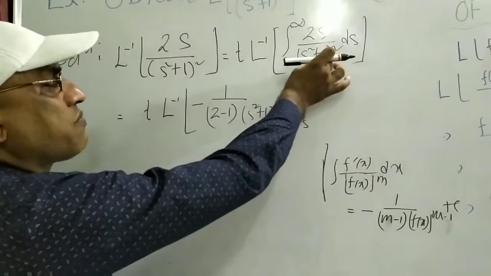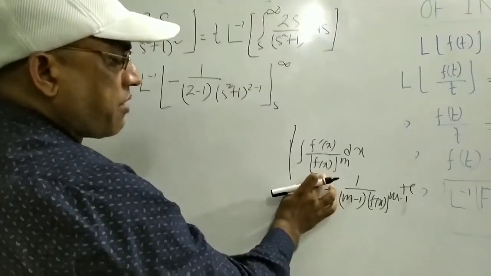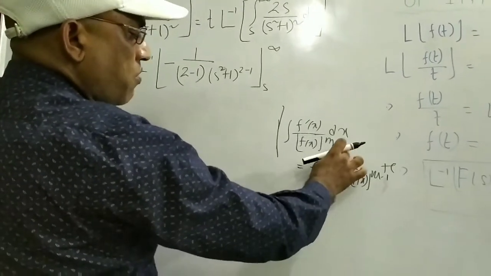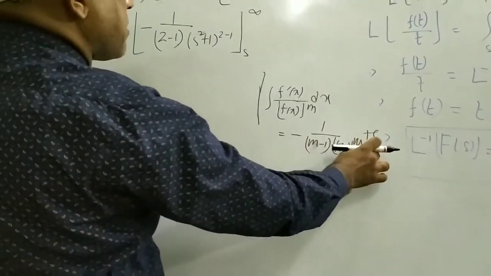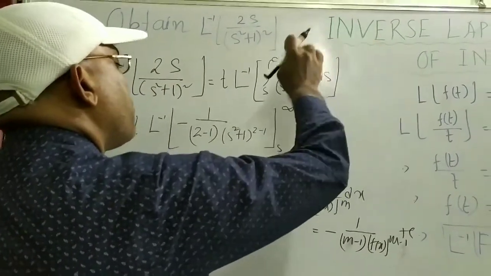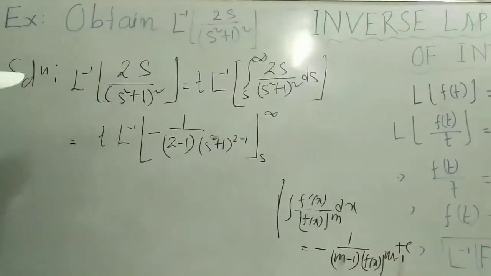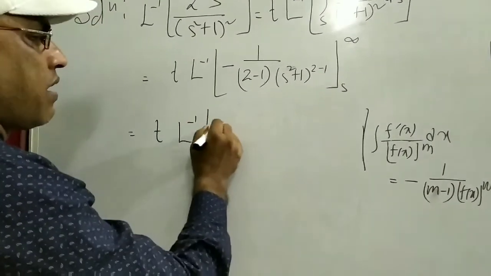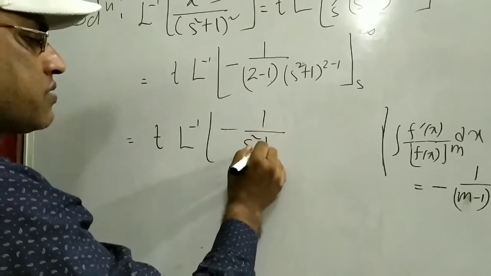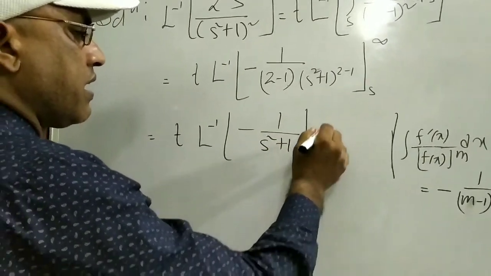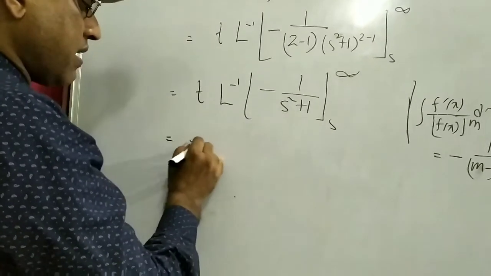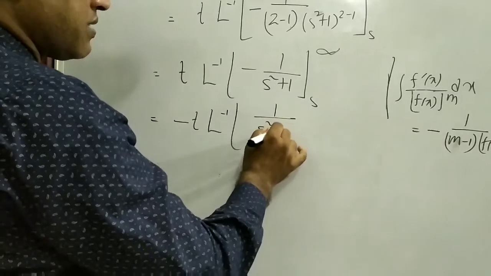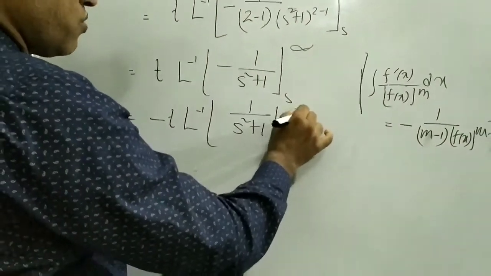So dear students, the line is clear. Just the differentiation of this is given in the numerator. If the differentiation of f x equals f dash x, with the differentiation of this given in the numerator, then it is minus 1 by (m minus 1) (f x) to the power (m minus 1). Or we can write f x equal to u, or z, also we can solve by the same method. t L inverse of minus 1 by (s square plus 1), from s to infinity. So minus taking outside, L inverse of 1 by (s square plus 1) from s to infinity.